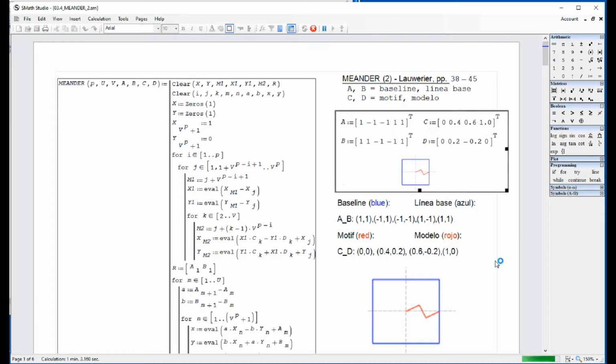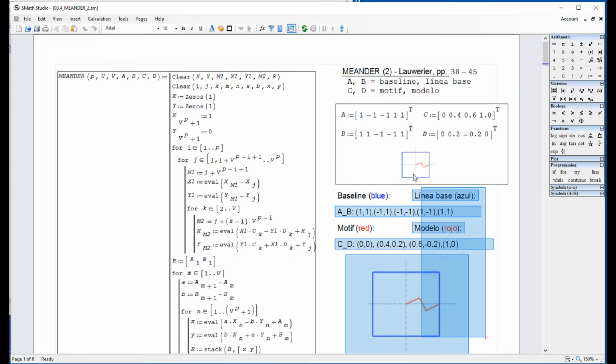The motif is represented by the vectors C and D. And the baseline is basically the blue line upon which we're going to build the fractal, and the motif is the red line where this pattern is going to be repeated at different scales, producing the fractals of interest.